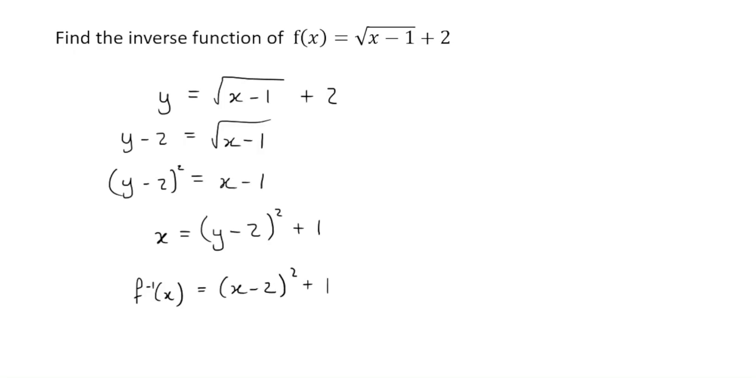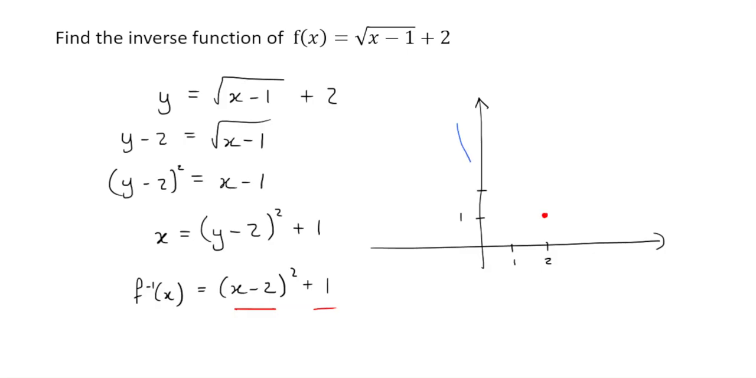Okay. Now then, the question is, well, what does that look like? And hopefully what you should know by now is that that's going to look like a quadratic, isn't it? Right? And what kind of quadratic is that going to look like? It's a quadratic which has been shifted to the right by 2, and it's been shifted up by 1, right? So a quadratic that's been shifted to the right by 2 and up by 1, so that's going to be the key point. And so it's going to look like this. Okay, that's going to be our inverse function.